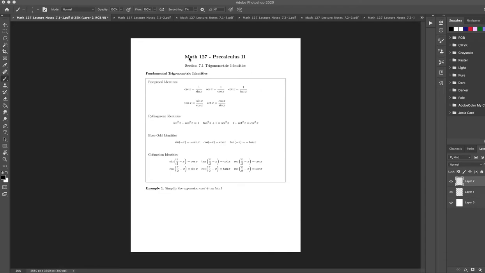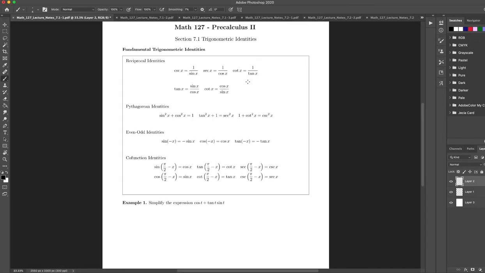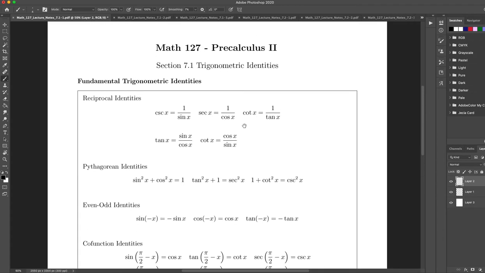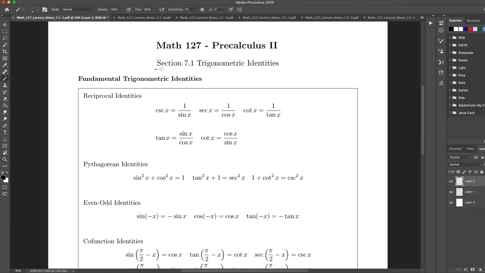We're going to start in section 7.1, which is trigonometric identities. We'll slowly build up to make these more and more complicated, and then we'll start solving trig equations. So let's start with the reciprocal identity.